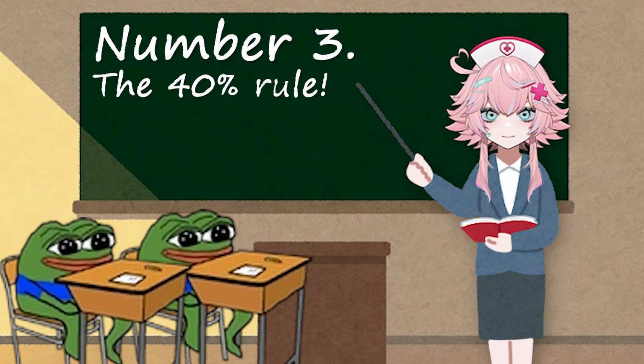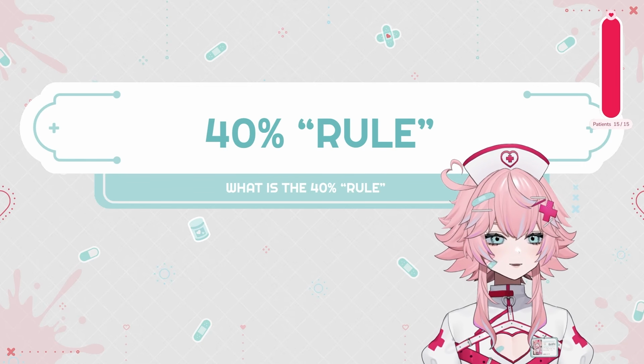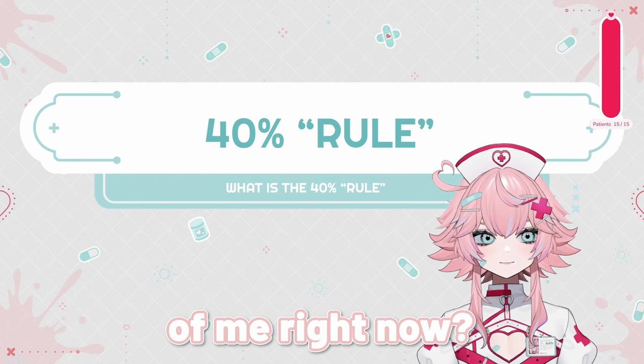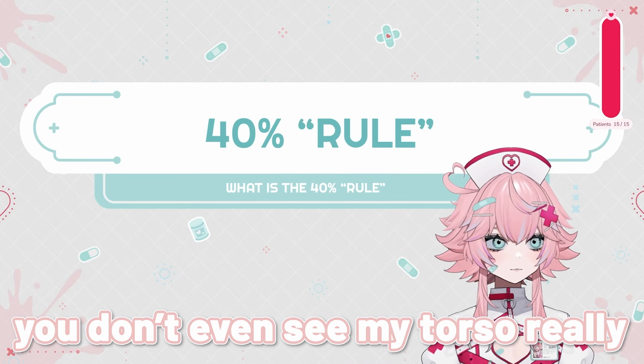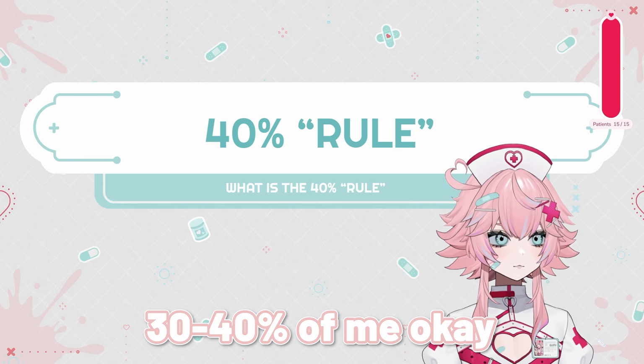The 40% rule. The 40% rule essentially ties in with the medium of streaming. Keep in mind, what are you seeing of me right now? You do not see my legs. You don't even see my torso, really. You only see, at best, 30 to 40% of me, okay?